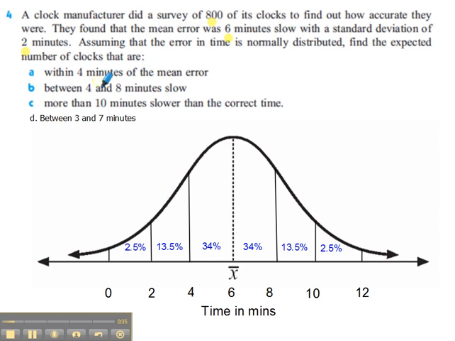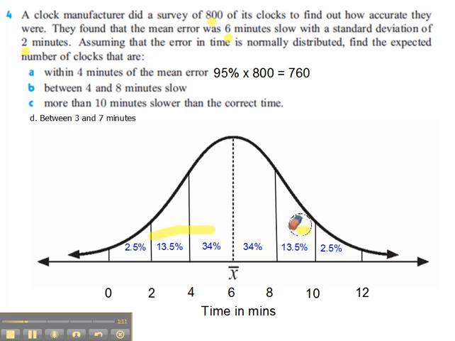Let's look at the first one, within 4 minutes of the mean. So that's 2 minutes to there, another 2 minutes to there, so it's 4 minutes on that side, which is also 4 minutes on that side. So we're looking at the percentages: 13.5, add 34, add 34, add 13.5. That turns out to be 95% of all our data. So 95% times 800 gives us 760. So 760 clocks are within that error.